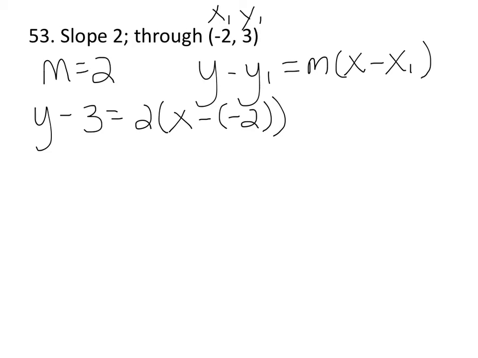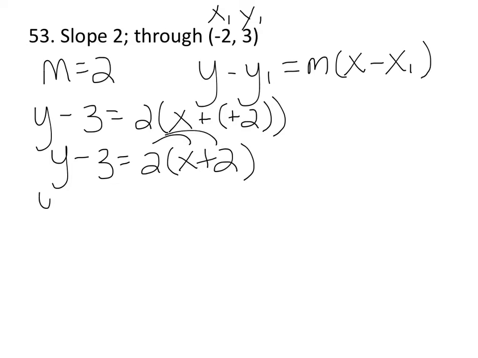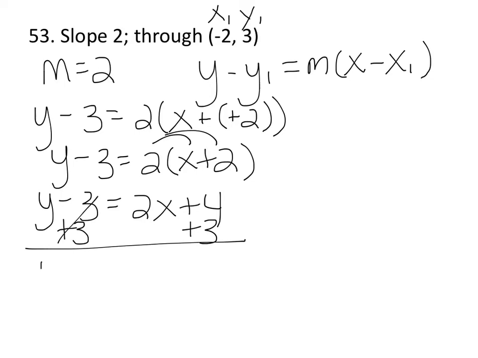So they want it in standard form. Add a line, change the sign. So we have y minus 3 is equal to 2 times x plus 2. Distribute the 2. Y minus 3 is equal to 2x plus 4. Now standard form says that you want your x and y together on one side. So I'm going to add 3 to both sides here, giving me y is equal to 2x plus 7. But remember, there's a couple rules about standard form. Your a cannot be negative, and it cannot be a fraction.